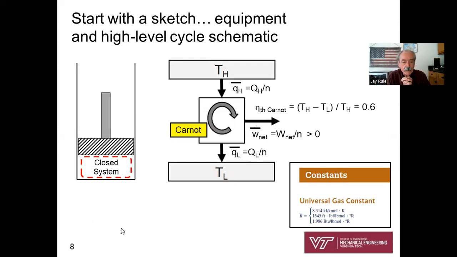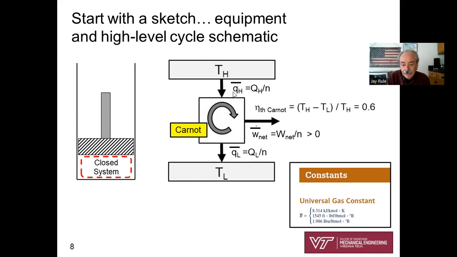Let's start with the sketch: the equipment and the high-level cycle schematic. These are musts that you've got to have shown. Okay, I showed the piston and cylinder, depicting a closed system. That's good enough. Then my high-level cycle schematic, black box. I labeled it Carnot to remind myself that the thermal efficiency is given, and for the Carnot cycle, right off the top of my head, oh yeah, that's a special cycle where thermal efficiency reduces to TH minus TL over TH. So if I know TL, then it's going to be easy to find TH.